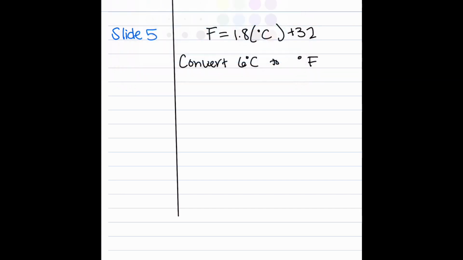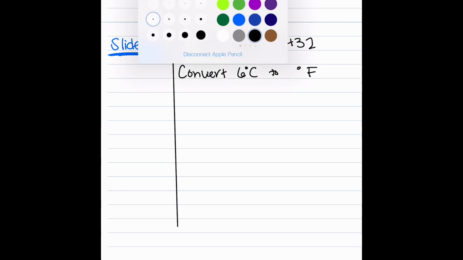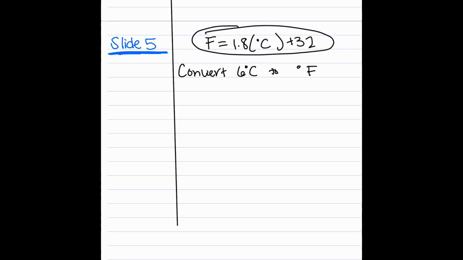Okay, this next one, I'm not going to go through all of the slides, but this next one is slide 5. The whole Fahrenheit and Celsius conversion will not be on your test, but I just wanted to go over it in case you were curious. So we're given this formula here for how to convert from Celsius to Fahrenheit. So I'm being asked to convert 6 degrees Celsius. We want to know what is that in degrees Fahrenheit.